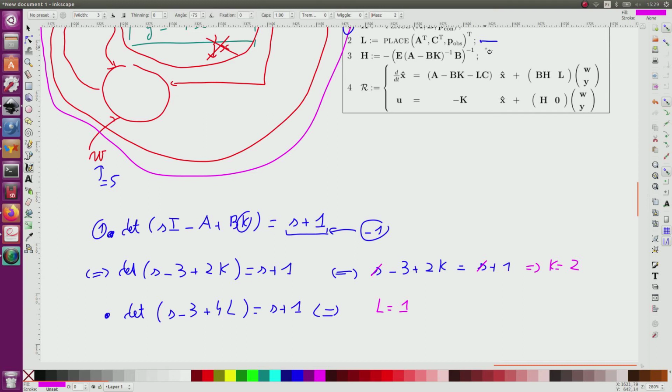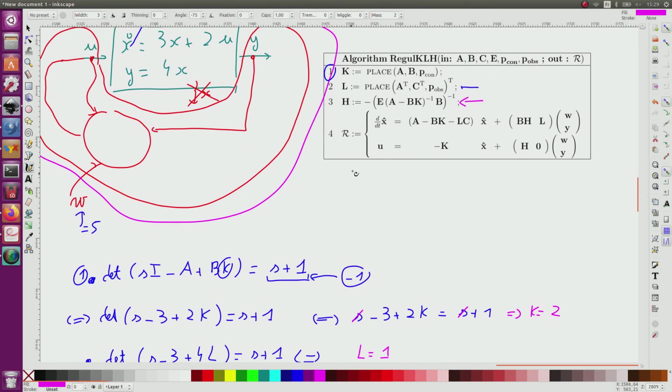Now I have to solve this. So for E, since I want to control x, so I want w equal to x, I will choose E equal to 1. In case I want to control y, I would have taken E equal to 4. Okay, so here I take this.